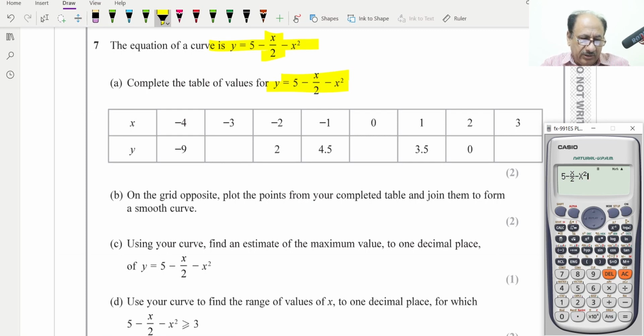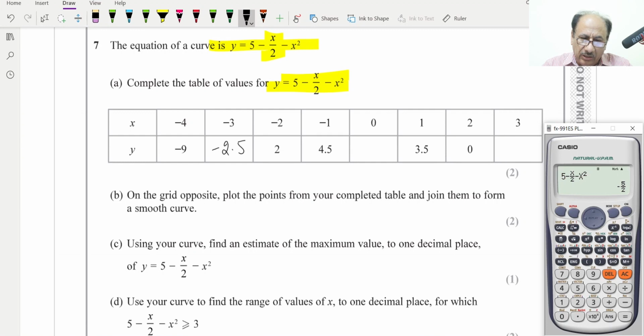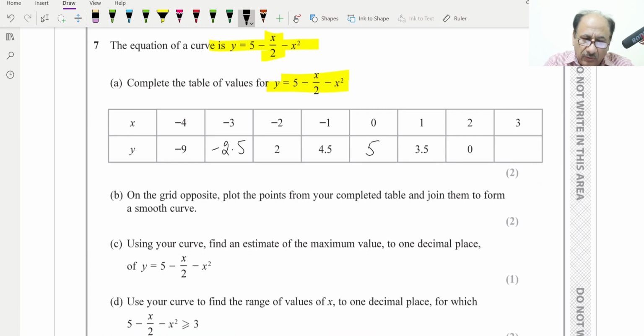So I will check for minus 4, we should get minus 9. So calculate for minus 4 and we are getting minus 9, so our process is correct. So we'll find for minus 3. Now calculate for minus 3, and this is equal to minus 5 by 2, or we can write minus 2.5. So minus 2.5 will be this value, and now we will calculate for 0. Calculate for x is equal to 0, and this will give us 5. So our value over here is 5.